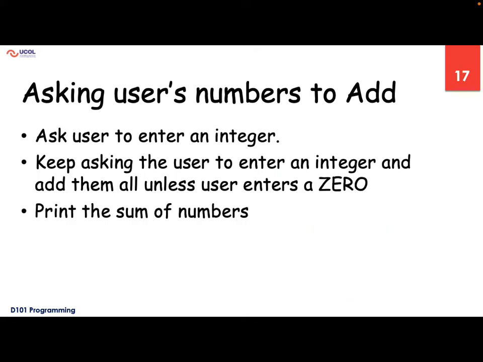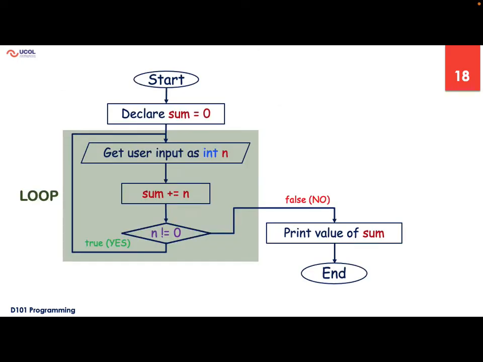So ask the user to enter an integer, keep asking the user to enter the integer, and add them all unless the user enters a 0. You are asking the user to add the number, and you are adding that particular number into the sum value. If the user gives 0, you will stop that loop, and at the end you are going to print those things. So we are getting the input value from the user.